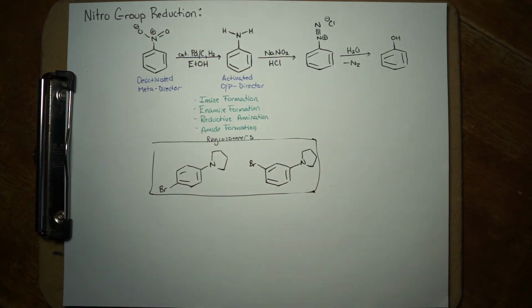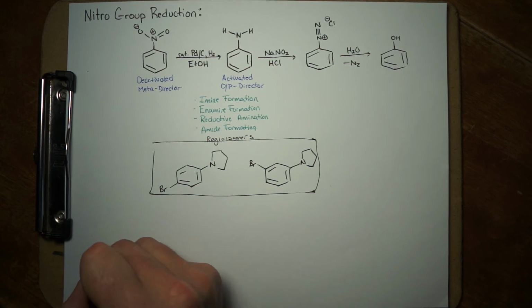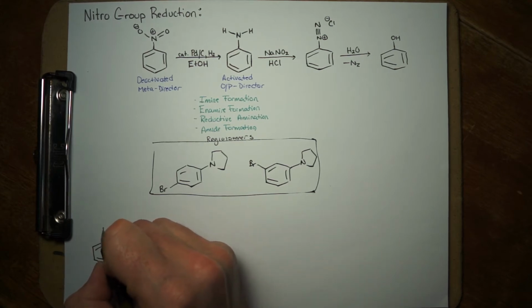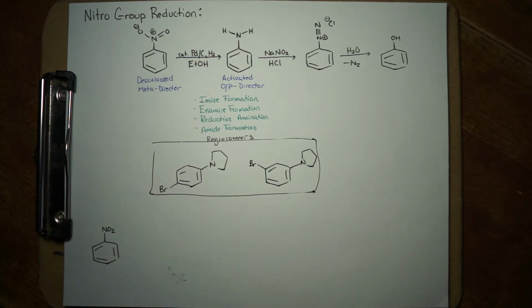Right, so if you want to, pause the video now and see if you can come up with a synthesis for both of these regioisomers that would start from nitrobenzene. Maybe take 5-10 minutes, as much time as you need, to come up with a synthesis, and then restart the video, and then we will go back over this synthesis.